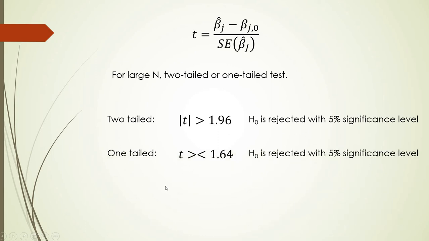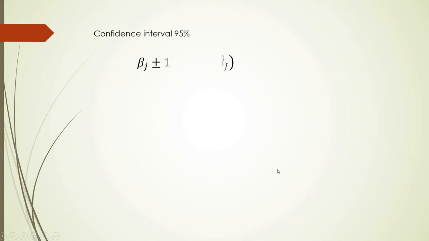If it is a one-tailed test, for example, if we want to check if beta is only positive or only negative in the population, then the critical value will be different, and then, depending on the sign, we will reject or accept the null hypothesis.